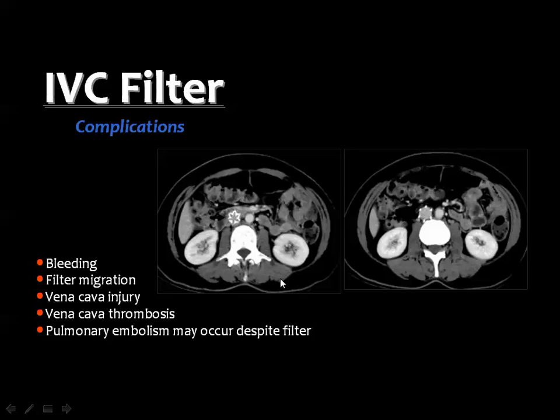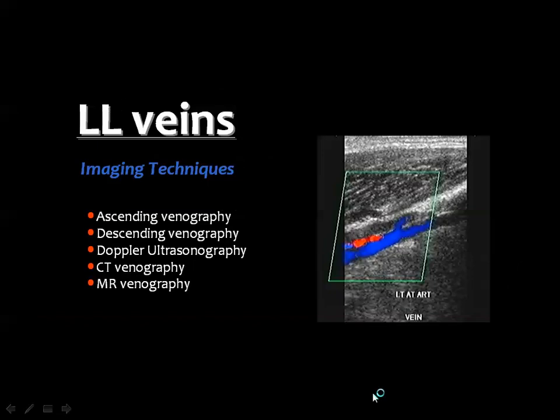And here is the appearance of the filter by CT. See the limbs of the filter and the umbrella. These are the complications of IVC filters: bleeding, filter migration, vena cava injury, vena cava thrombosis. Pulmonary embolism may occur despite the filter presence.